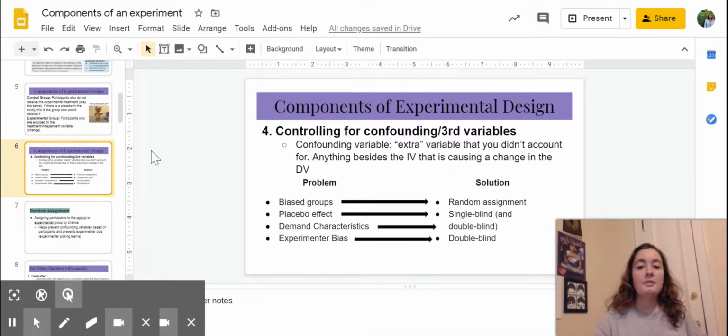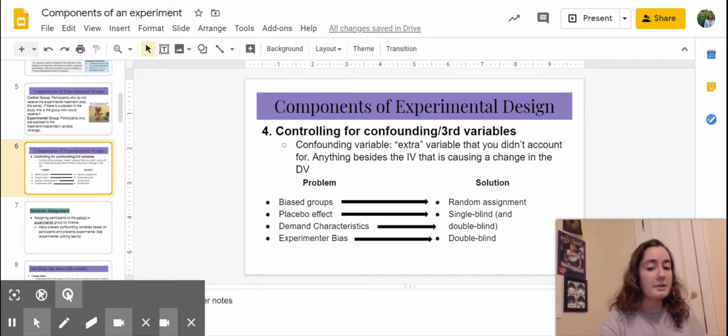So then a fourth important component of an experimental design is that you need to be able to control for confounding or third variables. And this is the reason why an experiment is the only research method that can prove cause and effect, that can prove causation. It's because you're able to clearly see that a change in the independent variable results in a change in the dependent variable. And that's because you're controlling for confounding or third variables that are coming in to interfere with that.